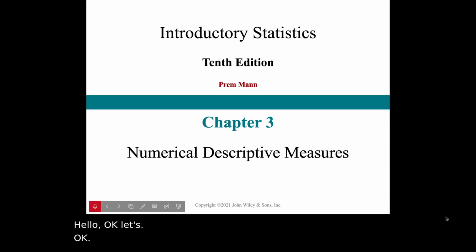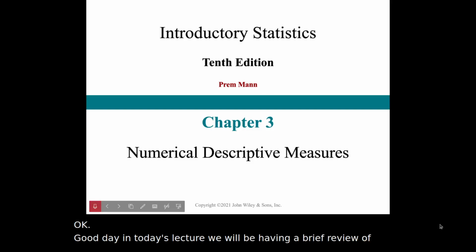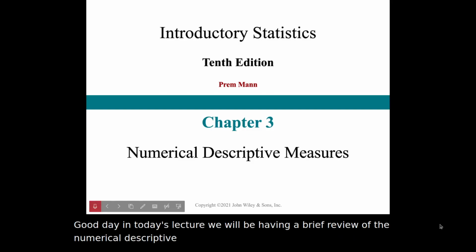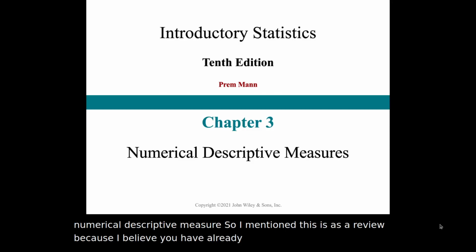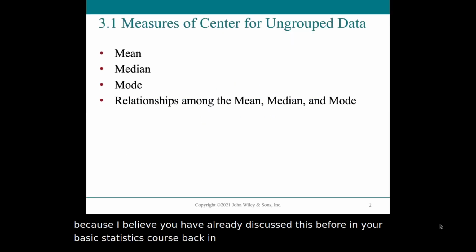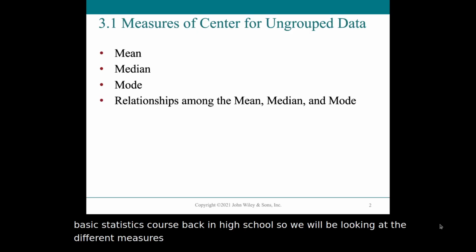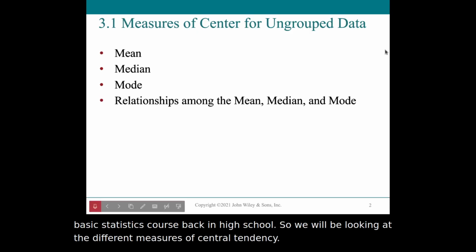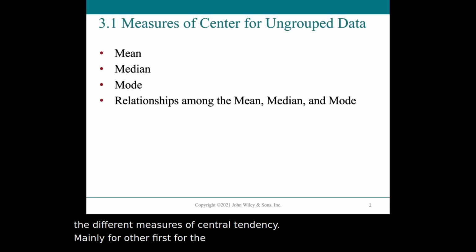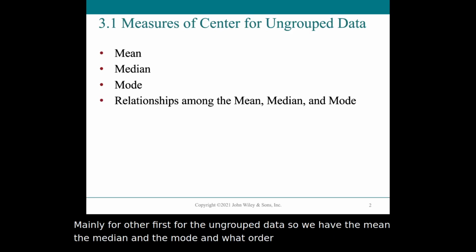Good day. In today's lecture, we will be having a brief review of the numerical descriptive measure. I mention this as a review because I believe you have already discussed this before in your basic statistics course back in high school. We will be looking at the different measures of central tendency, mainly first for the ungrouped data. So we have the mean, the median, and the mode, and what are the relationships among the three.